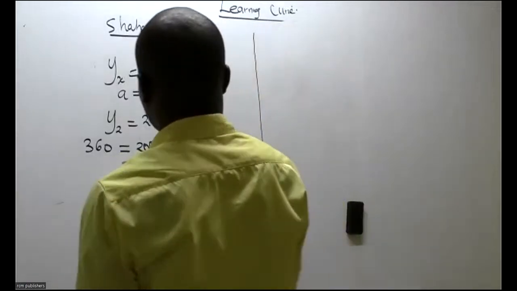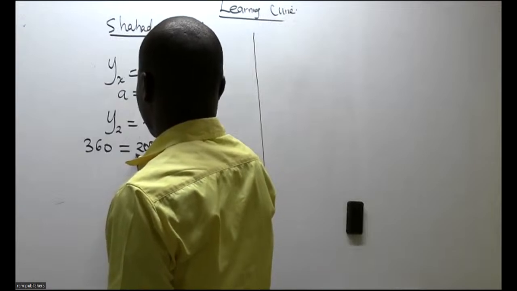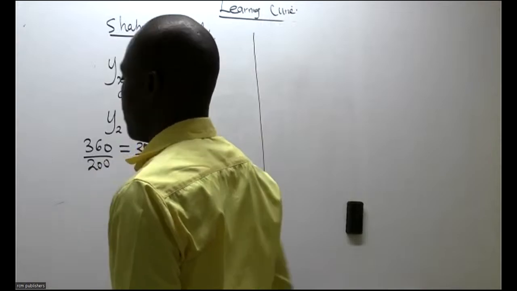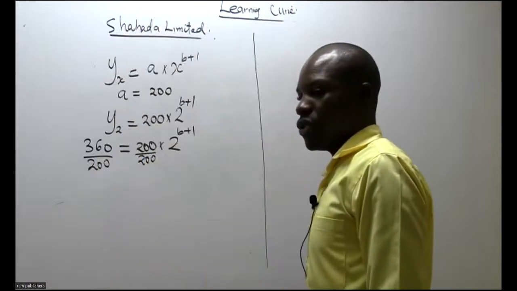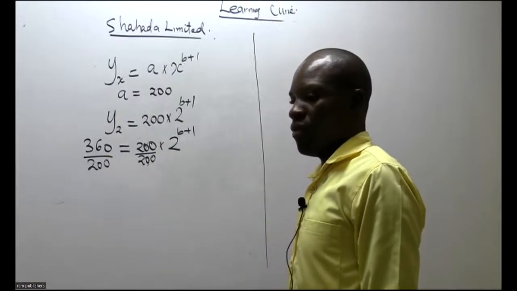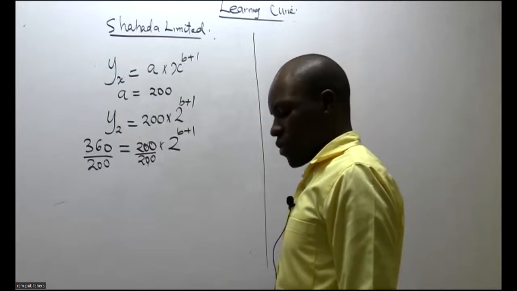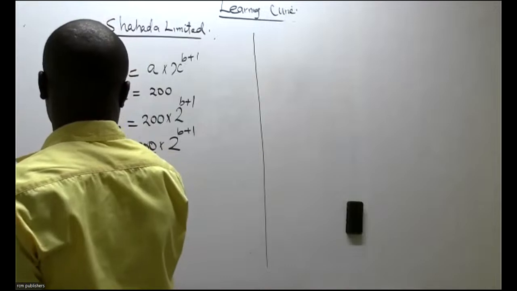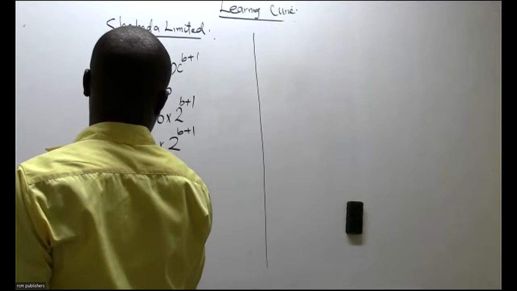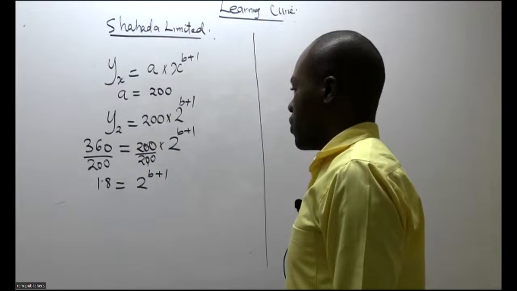At this point, what you need to do, to make this simple, is divide both sides by 200. What are we going to have? Of course, this one will be 1. How about the other one? We'll be having 1.8, which is equivalent to 2 raised to the power B plus 1. So what do I need to do?